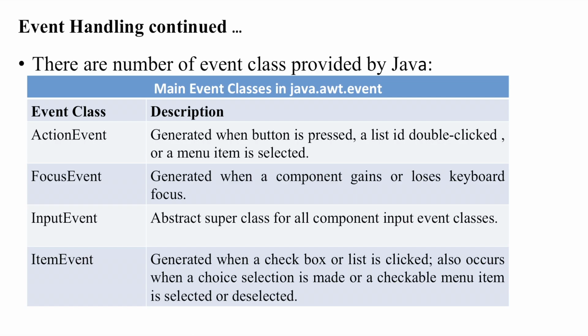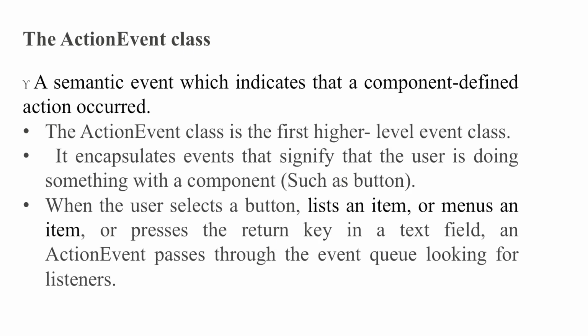Now, first of all, we will take up the action event class. Action event class is the first higher level event class. It signifies that the user is doing something with a component, such as a button. Whenever we select a button, a list item, a menu item, or press the return key in a text field, the action event passes through the event queue looking for the listener.